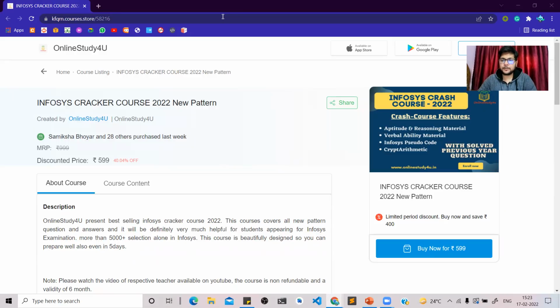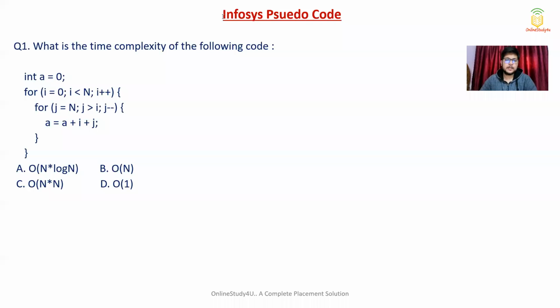Now let's move on to the first question. Nowadays, Infosys is asking a lot of questions related to time complexity. In this first question, we have to find the time complexity of this pseudocode. Just a brief introduction about time complexity.